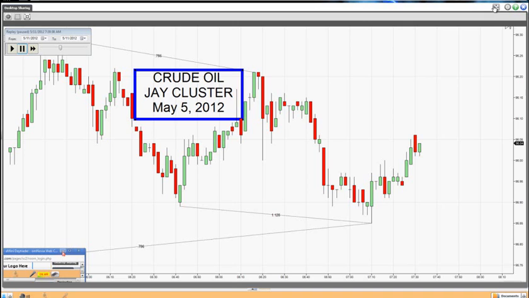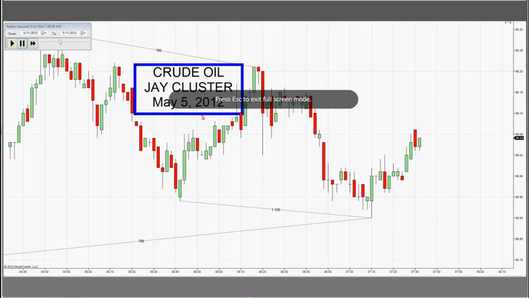Okay, everybody, this is May 5th on crude oil. What I'm going to do is show you the JayCluster live in action, so you get a good feel on exactly how this indicator plots, how we have an edge over all of our trading opponents, and why this is a sophisticated algorithm that allows us to get into these markets at extreme high levels, extreme low levels, and to play right along with the institutions.